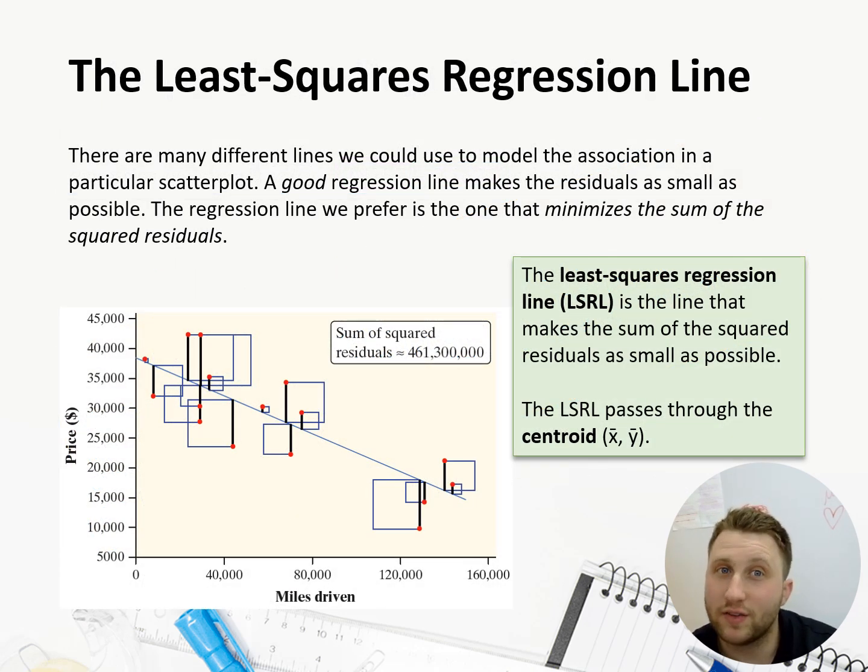Now, our line of best fit in AP statistics is what we call the LSRL, the least squares regression line, and it's the line specifically that makes the sum of the squared residuals as small as possible. And it's got a couple important properties, the first of which is the fact that it always passes through the centroid, which is the point x bar comma y bar. So it passes through the mean of the explanatory variable from the sample and the mean of the response variable from the sample.